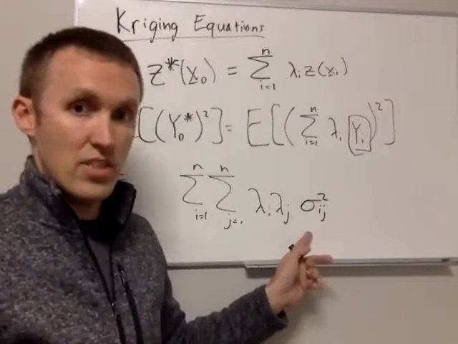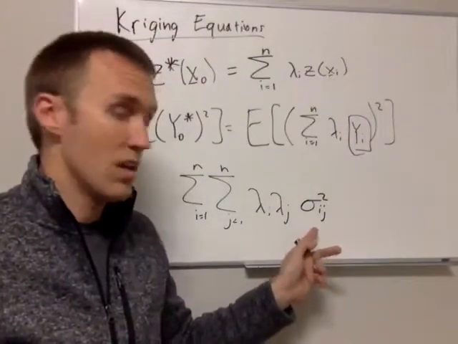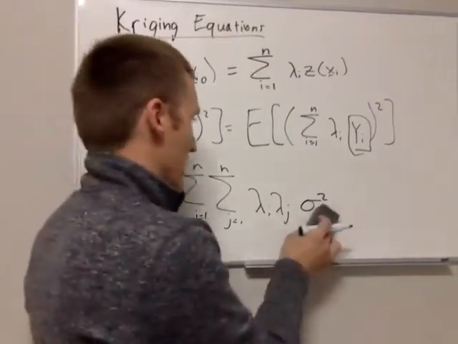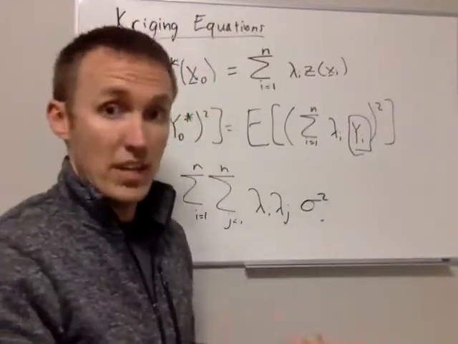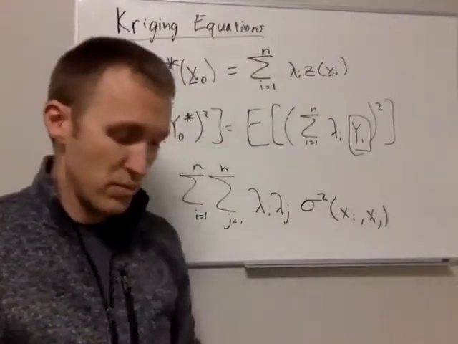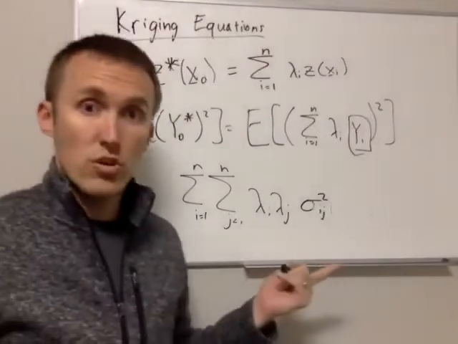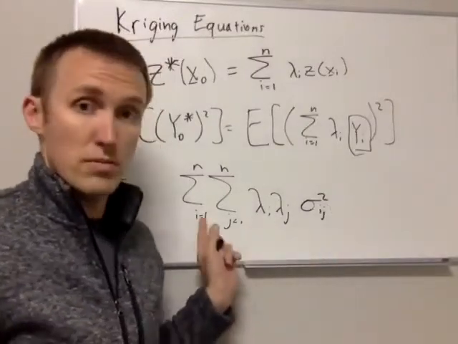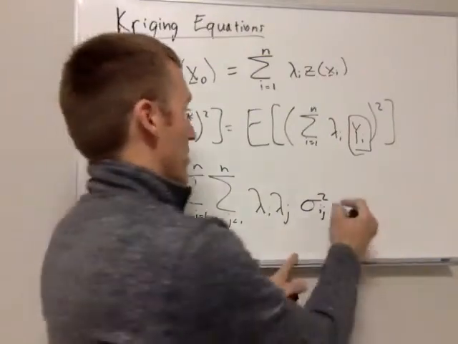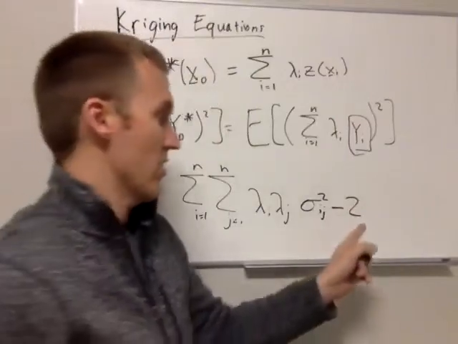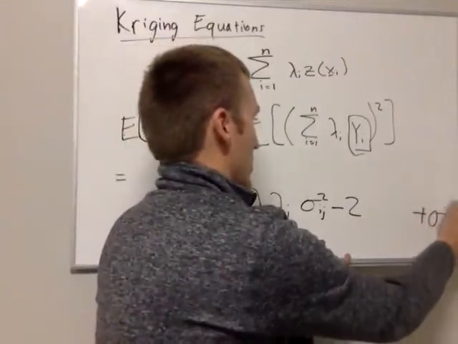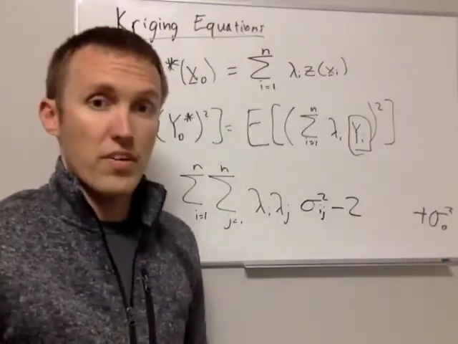Okay, where the idea here is that this is now a number which describes the covariance between xi and xj. I could also write this as, let's say, sigma squared of xi and xj, where the idea here is that this is just one number. It's the covariance between the data at xi and xj. So we just have a double summation over i and j, lambda i, lambda j, covariance of i and j. That's our first term. We already know we have a minus 2 here, and then we have that other summation, which we'll come back to in a second. And then we have sigma naught squared, which is just the overall variance.